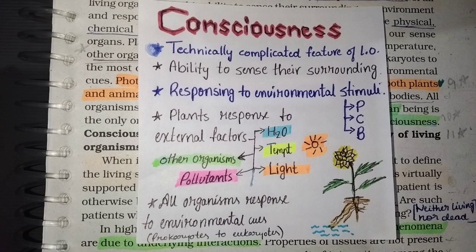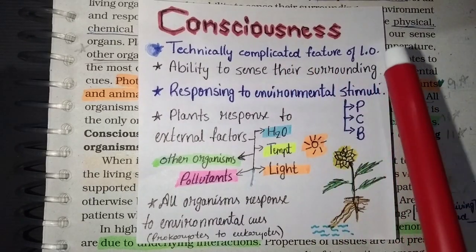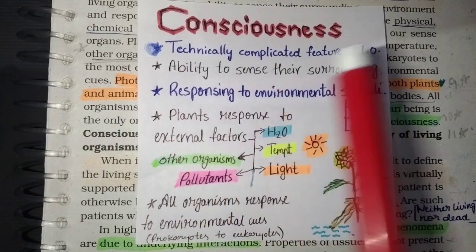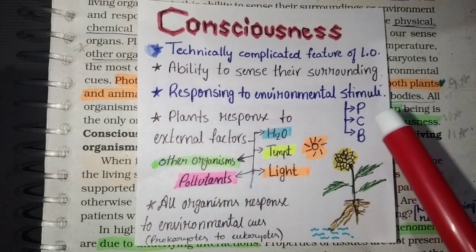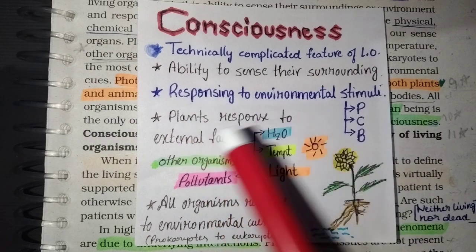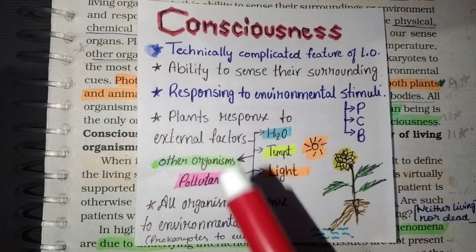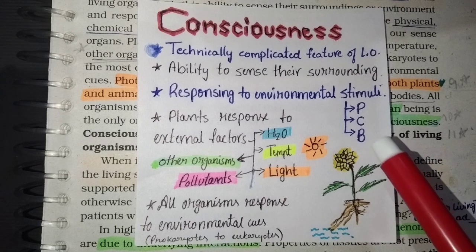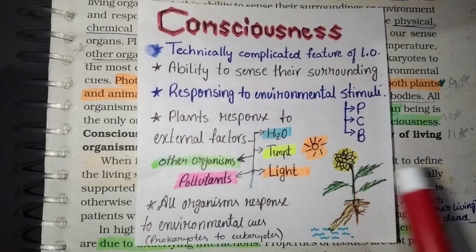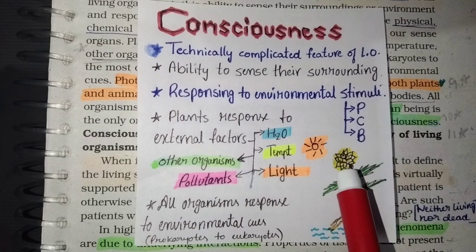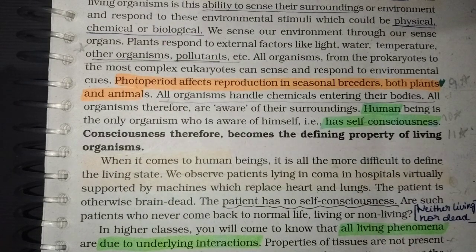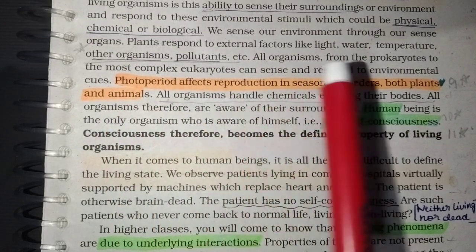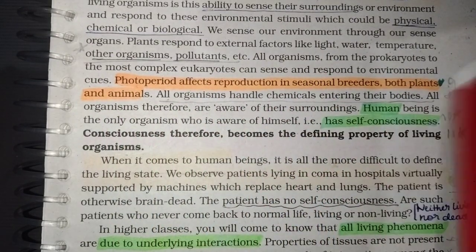The next property is consciousness. It is the technically complicated feature of living organisms. It is the ability to sense their surroundings, the ability of responding to external stimuli, which could be physical, chemical, biological. Even plants respond to external factors like water, temperature, light, other organisms, pollutants, etc. If you consider the example of the sunflower plant, the sunflower always turns towards the sunlight, that is responding to light. Even all organisms from the simple prokaryotes to the most complex eukaryotes respond to environmental cues. Photoperiod affects reproduction in seasonal breeders in both plants and animals.